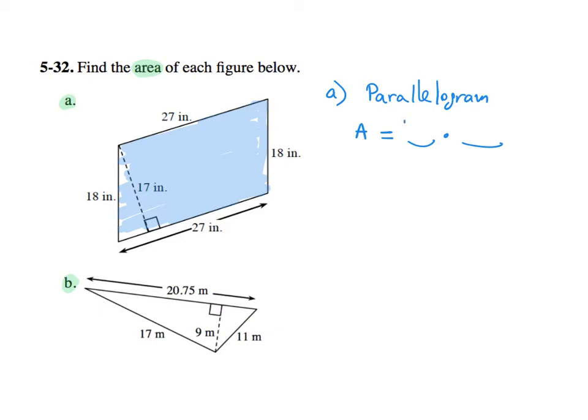So yes, it should be base times height. Now you need to identify in the picture which one is the base and which one is the height. What I like to do is look at that 90-degree angle. When you have a base and a height, we always have that 90-degree angle. So in this case, I see it. Therefore, I'm going to say the base is the 27, which they show using this distance line. So I'm going to say this is the base.